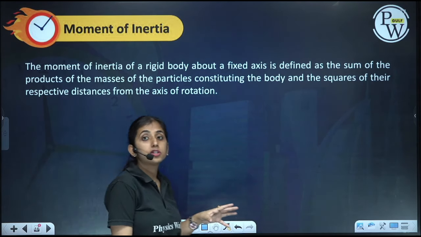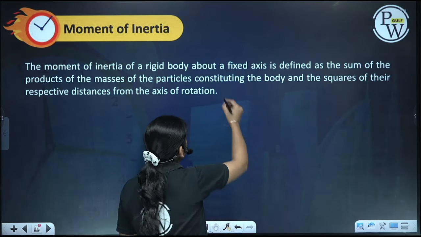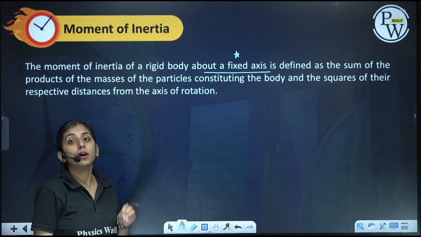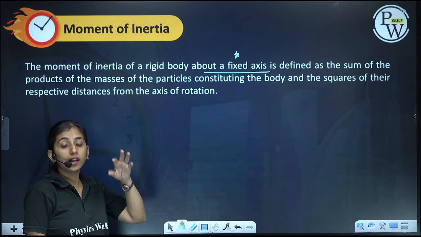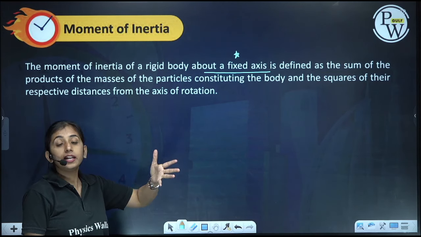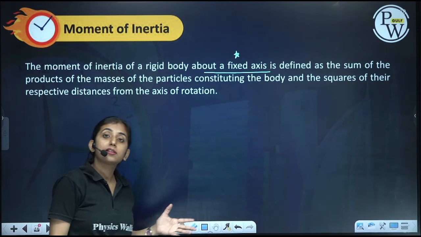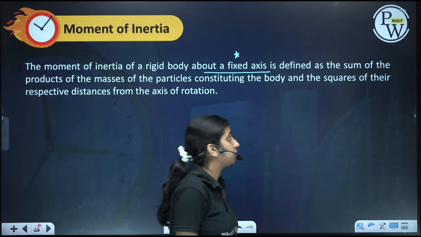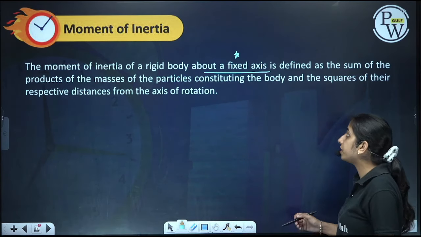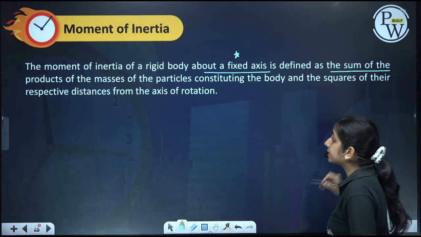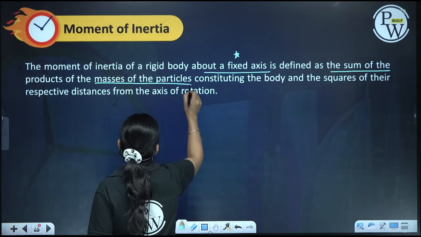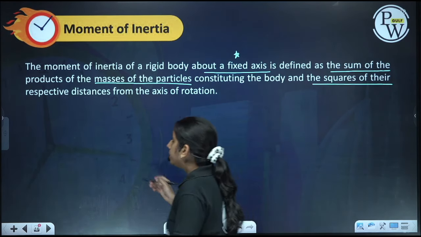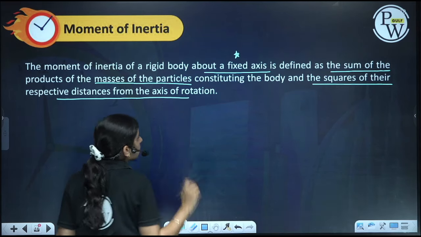Moment of inertia of a rigid body about a fixed axis. So here comes the first important point, that moment of inertia is always defined about some axis. Okay, we cannot define it arbitrarily. So first define the axis about which you want to define the moment of inertia. Moment of inertia of a rigid body about a fixed axis is defined as the sum of the products of masses of the particles constituting the body and the squares of their respective distances from the axis of rotation.